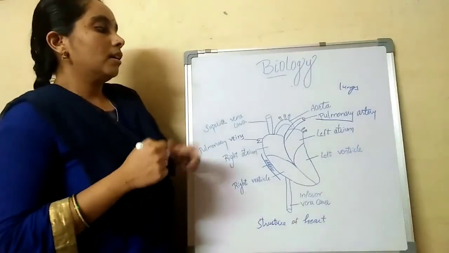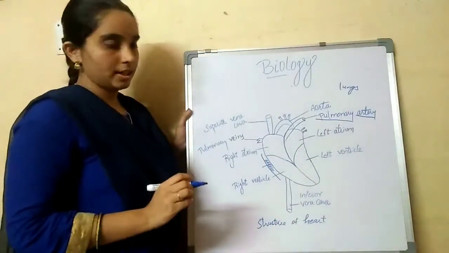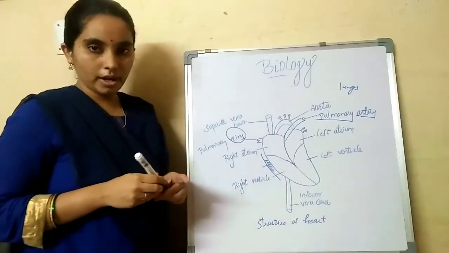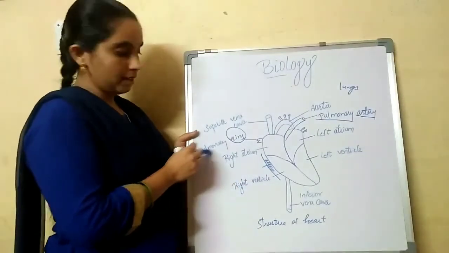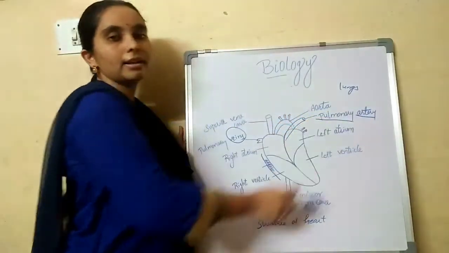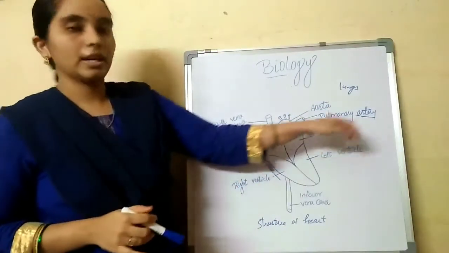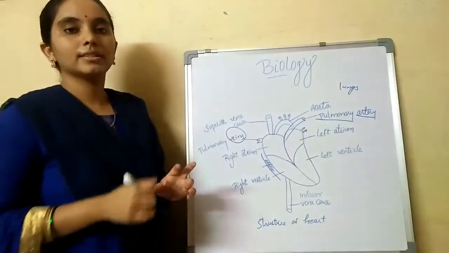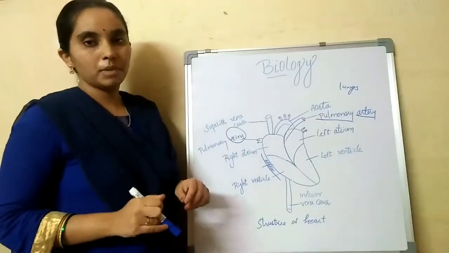And remember always, arteries carry only oxygenated blood and veins carry only deoxygenated blood in our body. But when you talk about the structure of the heart, only the pulmonary vein carries oxygenated blood and the pulmonary artery carries deoxygenated blood. So only the pulmonary vein and pulmonary artery are reversed here, but always the arteries contain oxygenated blood and veins contain deoxygenated blood.